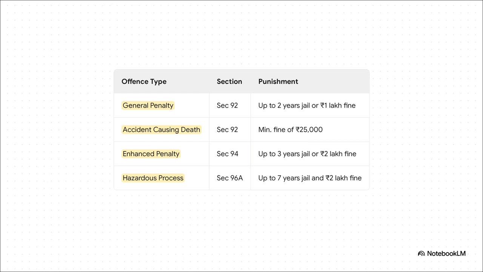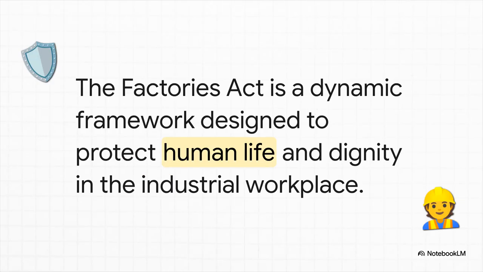But look at the violation for a hazardous process. Up to 7 years in prison. That tells you everything you need to know about what the Act considers most important. So when you pull it all together, what's the big picture? The Factories Act of 1948 isn't just a list of do's and don'ts. It's a whole system. It creates clear rights for workers and matching responsibilities for managers. It's really the legal foundation that says industrial growth cannot and should not come at the cost of human dignity.